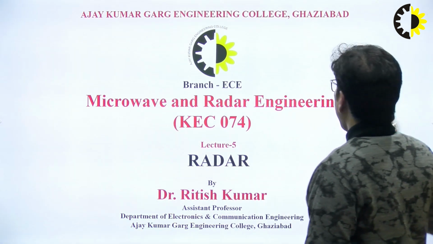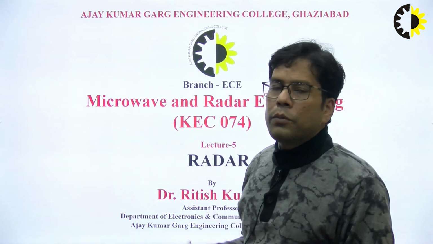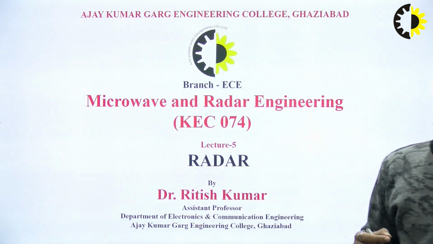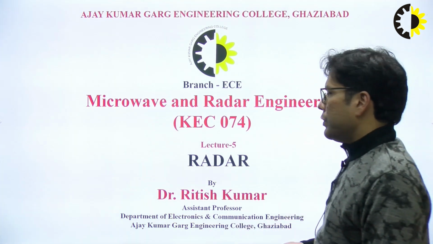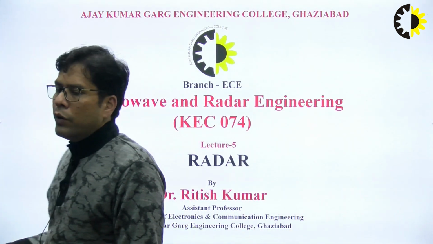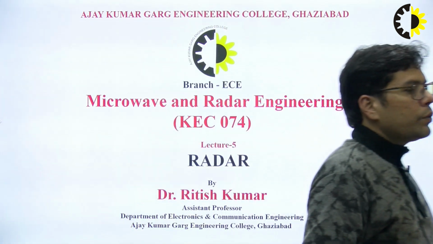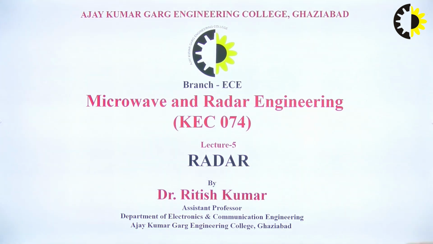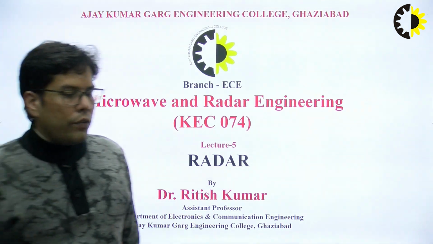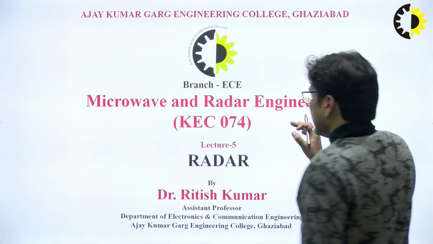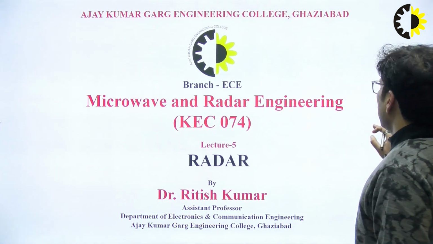Radar is nothing but radio detection and ranging. As the name suggests, it is a system to detect a target or something else with the help of radio waves. That's why we call it radio detection and ranging, and we are also able to know the range of the target from the radar or from the antenna as well. So this is the basic knowledge we need to know about what radar is. So let's begin with the lecture.